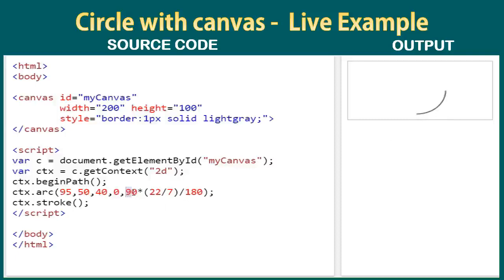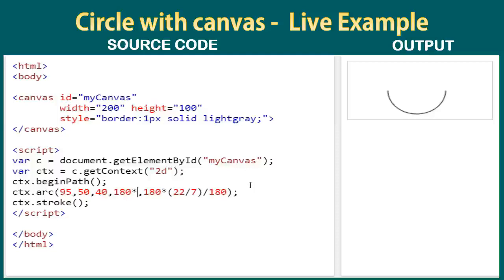We can just keep on increasing it. For example, I am making it 180 degrees. You can see the line is getting drawn like this. If you want to draw an arc from this place, this is actually 180 degrees and this one is 360 degrees. If you want to invert this arc, here we have to use 180 degrees. Once again, here also you have to use the conversion formula.